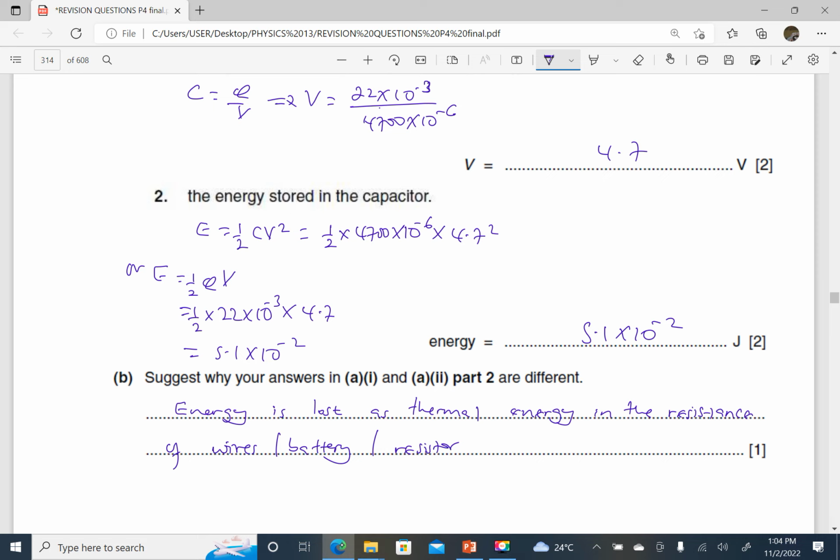Okay, so normally energy is lost as thermal energy either in the resistance of the wire, in the battery, or in the resistance of the resistor. Like in this case, they connected a resistor in series with the capacitor.